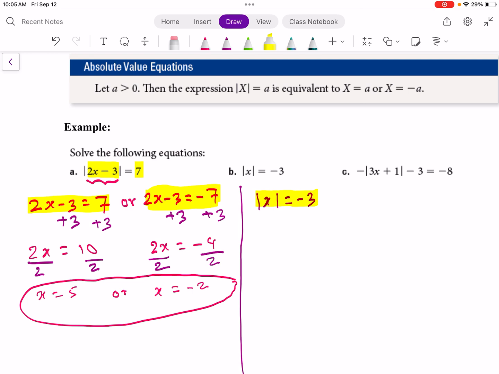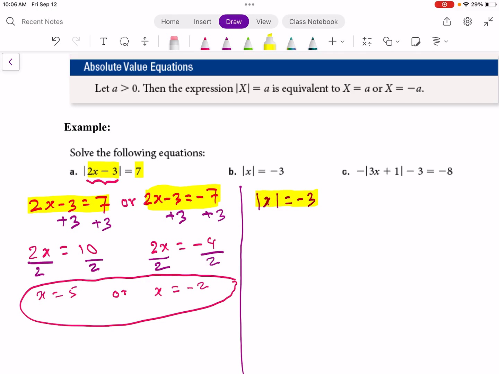Or, let's say it in a different way. Can you think of a number whose distance from 0 on a number line is negative 3? Its distance has to be negative 3. Can you think of that number? What is the number whose distance from 0 on a number line is negative 3?